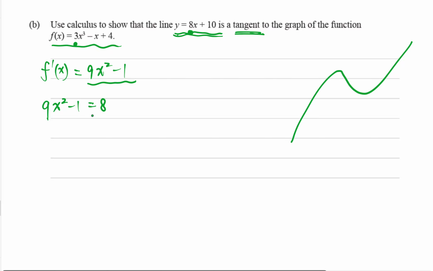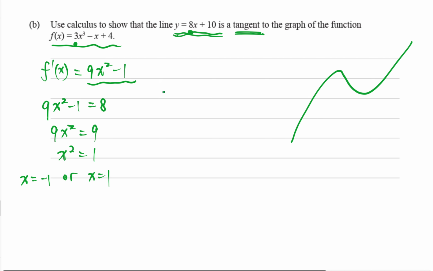So I try to solve this equation to get the x value. 9x squared equals, adding 1 to both sides, 9. Dividing both sides by 9, x squared equals 1, which gives me two numbers, x equals negative 1 or x equals 1. It doesn't mean this question has two different answers. Why? Let's keep going on.